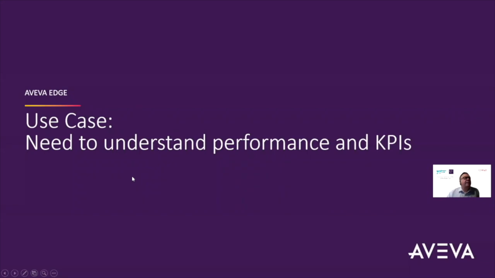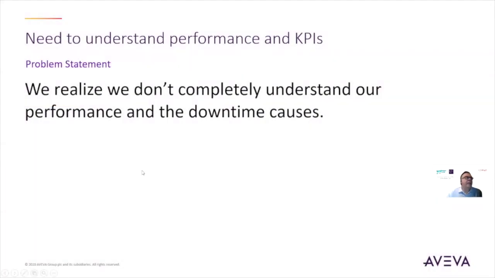The next use case is something that we hear a lot of: we need to understand what's going on, the performance and the key performance indicators. And there's many different variations of this theme or idea. And it really comes down to, we realize we don't completely understand our performance and the downtime causes, the key performance indicators, however you may call this, whether it's OEE for overall equipment effectiveness or just data logging or trending in general.